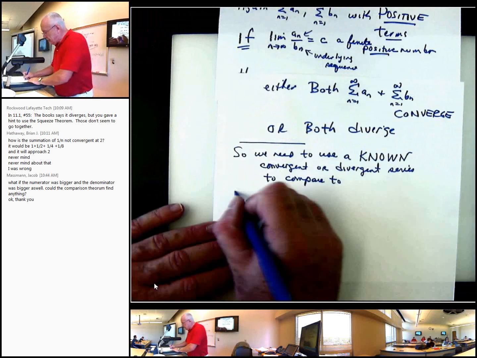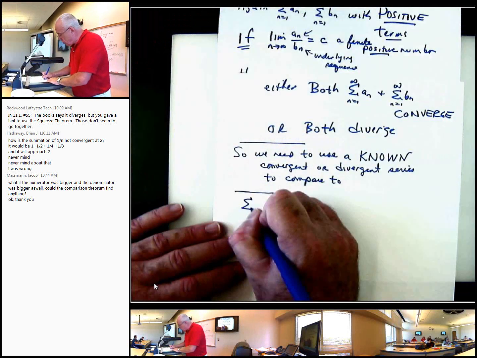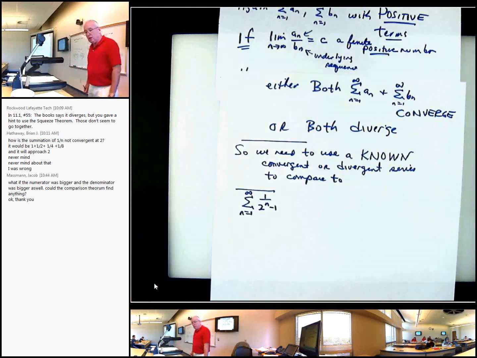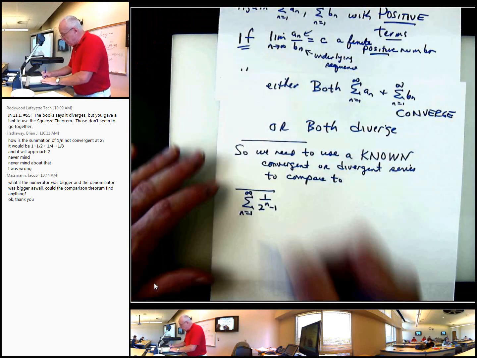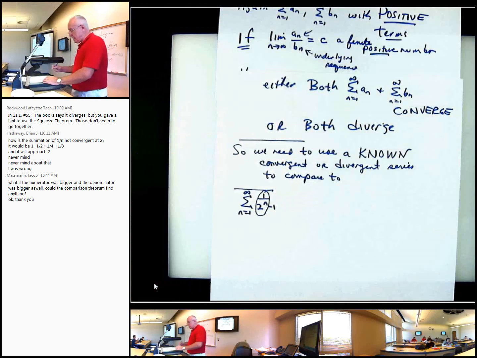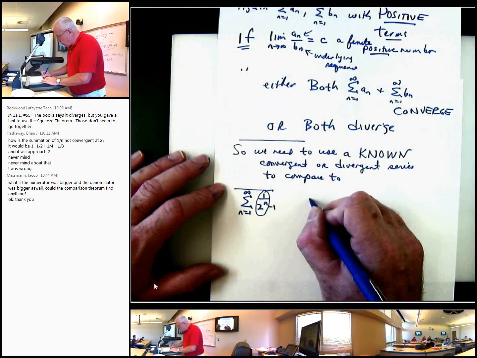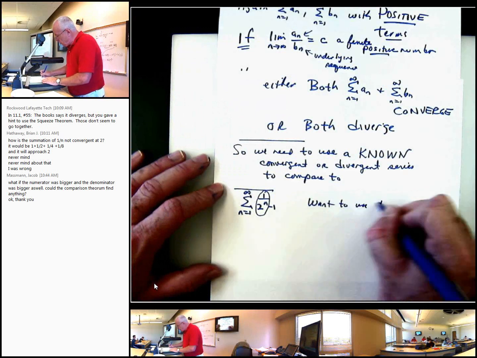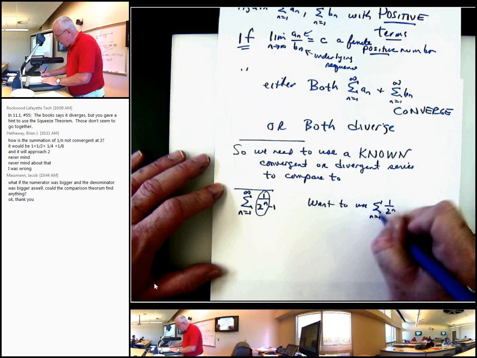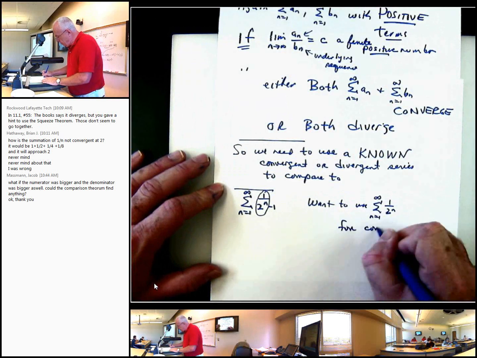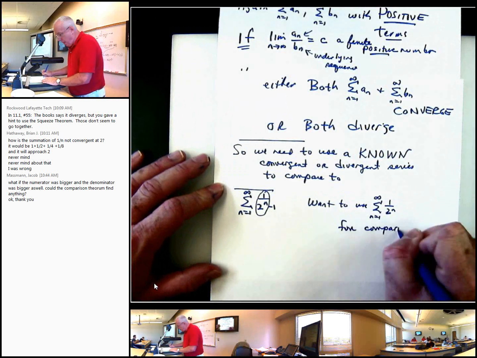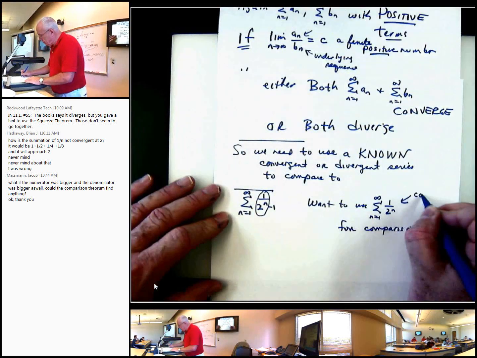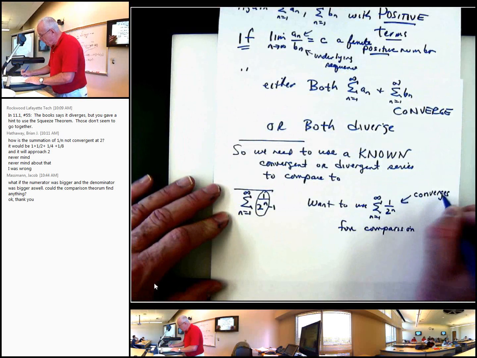So let's look at this example that we had seen, the summation of 1 over 2 to the n minus 1 as n goes from 1 to infinity. Okay, so what we're wanting to compare it to is the 1 over 2 to the n, the dominant terms. We want to use the summation 1 over 2 to the n for comparison. All right, and we know that this converges.